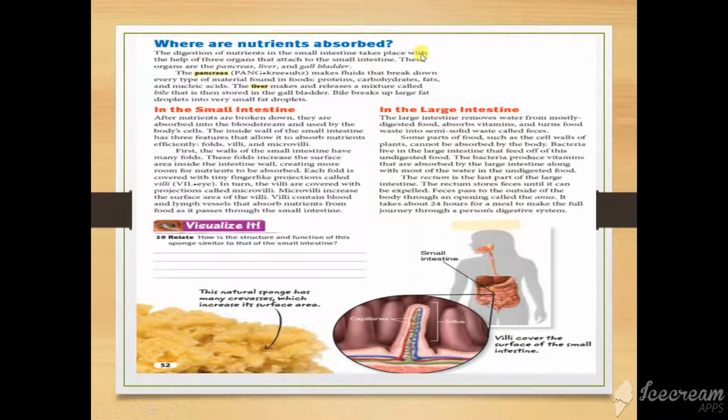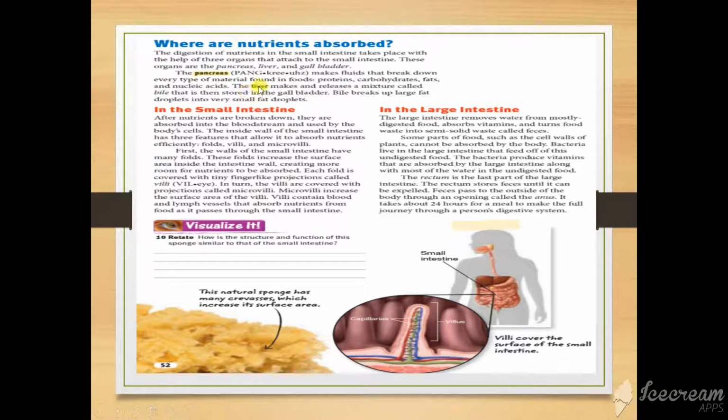Again, girls, there are three different organs involved in digestion that are attached to the small intestine. That is PLG: pancreas, liver, and gallbladder. Now, learn each function carefully. Pancreas, remember pancakes, they had protein; it breaks down protein, carbohydrates, fats, and nucleic acid.